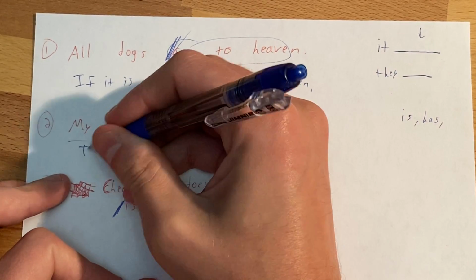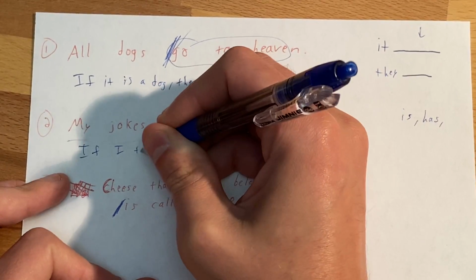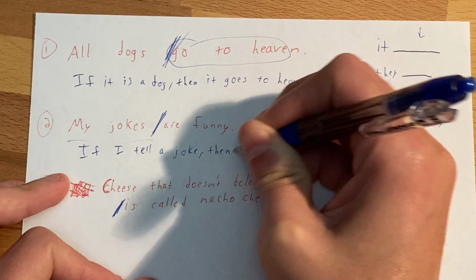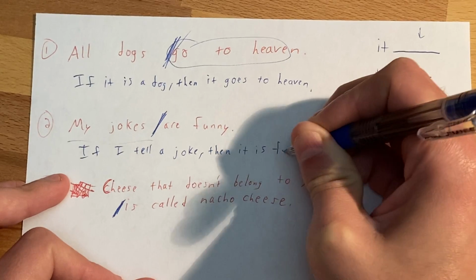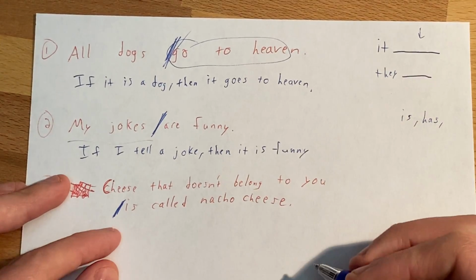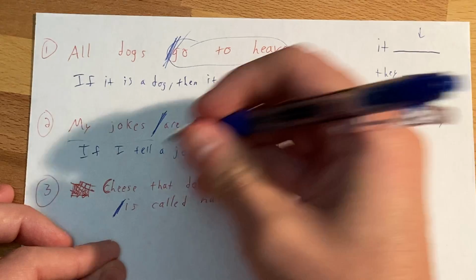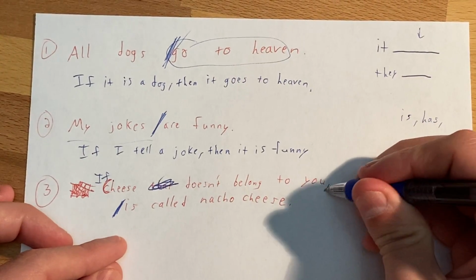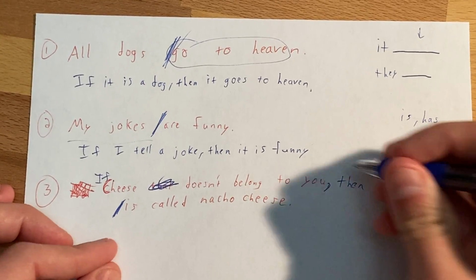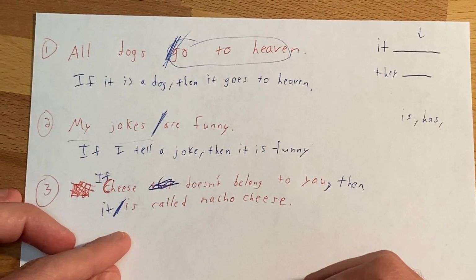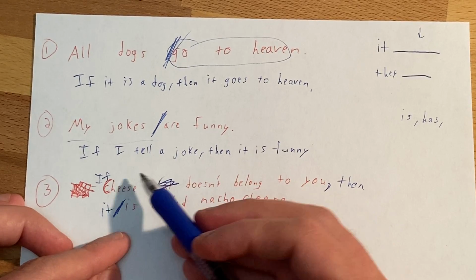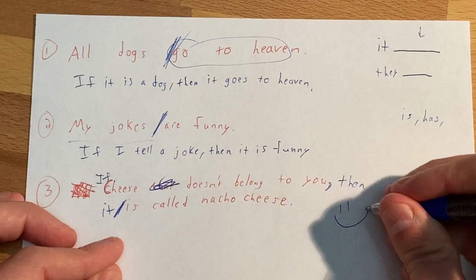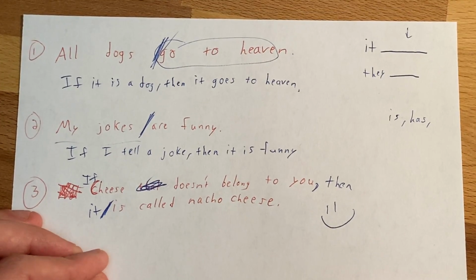My jokes. If I tell a joke, then it is funny. Woohoo! And then finally, if cheese doesn't belong to you, then it is called nacho cheese. Yeah, if cheese doesn't belong to you, then it is called nacho cheese. Yay! There you go.